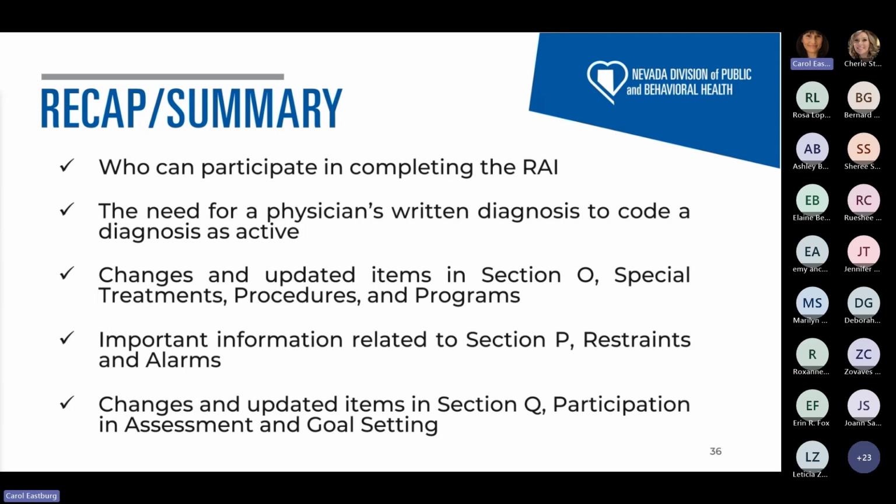And even though no changes were made to Section P, Restraints and Alarms, we went over some important information related to those items. And like I mentioned at our last training, I know you don't have time to go through and read the whole 1,710 pages of this new manual, but if you read at the minimum the red portions, those are all the revised portions, you can catch up on the details of the most recent changes.